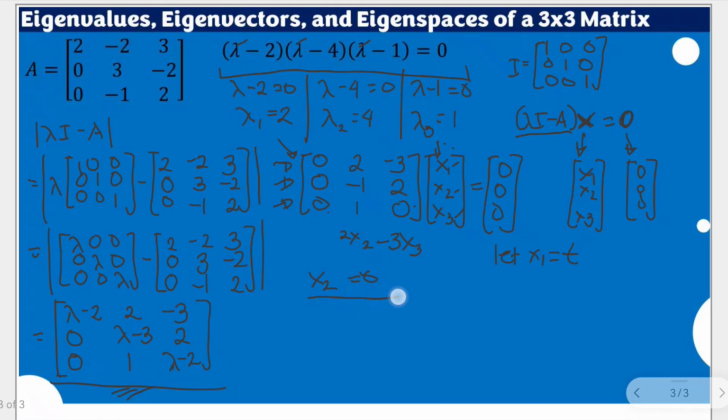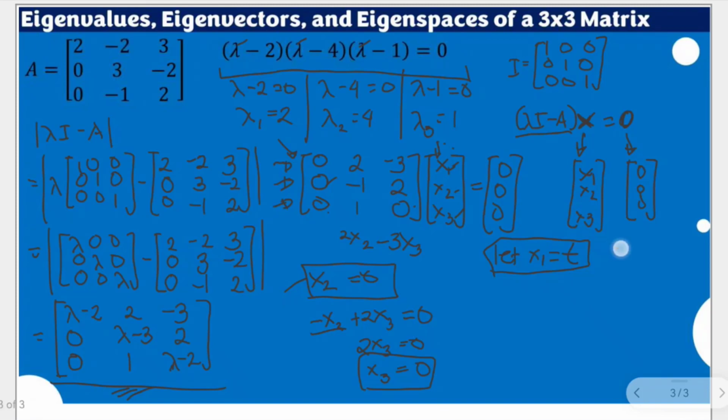So you have here a result of x sub 2, which is automatically equal to 0. That would mean, using the second row, I have here 0 x sub 1, negative x sub 2, and plus 2 x sub 3. We're going to use this to solve for our x sub 3, but since x sub 2 is already 0, we have 2x sub 3 equal to 0, so our x sub 3 is now equal to 0.